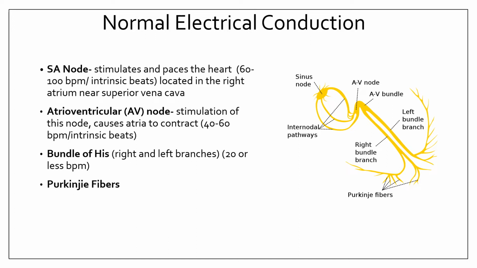So after the SA node fires, these impulses travel through the internodal pathways. And these pathways allow the impulse to spread efficiently across the atria, and it ensures coordinated atrial contraction. So it's pushing the blood into the ventricles before ventricular contraction. And this is also known as atrial kick, which contributes significantly to ventricular filling. This is going to be important when we talk about atrial fibrillation, atrial flutter, and this is going to come into play when we talk more about older adults and patients with heart failure.